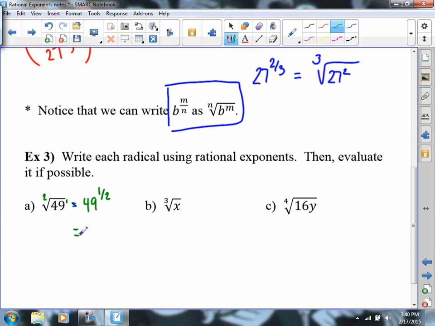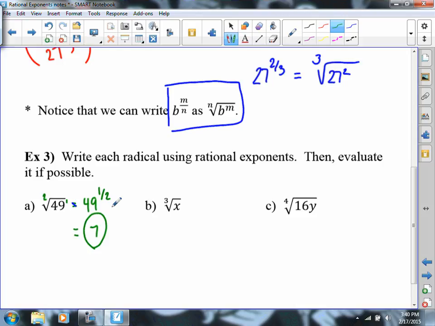And that you can type into your calculator and you should get 7. So if you type in 49 to the 1/2 or if you type in the square root of 49, you're going to get 7. For this problem, I think it's easier to think of it as the square root of 49. You're more familiar with that. But you need to know that it's the same thing as 49 to the 1/2 power.